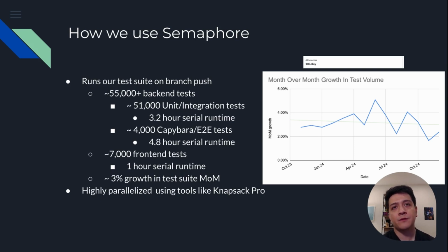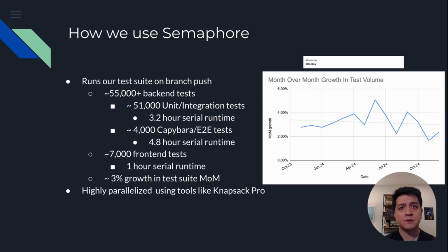We have 4,000 end-to-end tests. We use Ruby on Rails on the back end, so Capybara is a library that helps us run those end-to-end browser tests. If we were to run these serially, it would take 4.8 hours. So a bit longer for not as many tests. These are notoriously our slower tests. And on the front end, we have 7,000 tests that would take 1 hour to run serially.